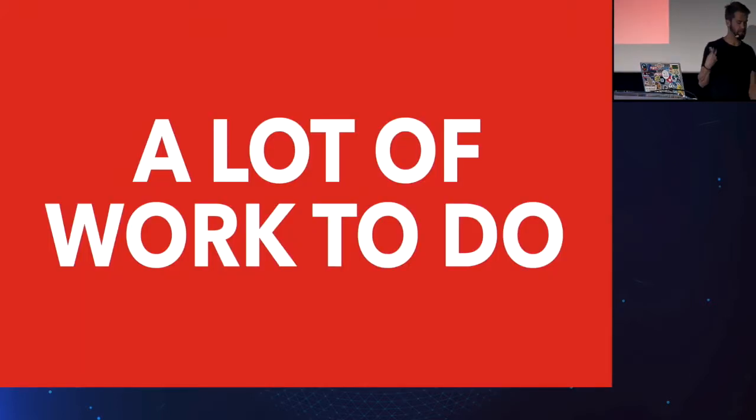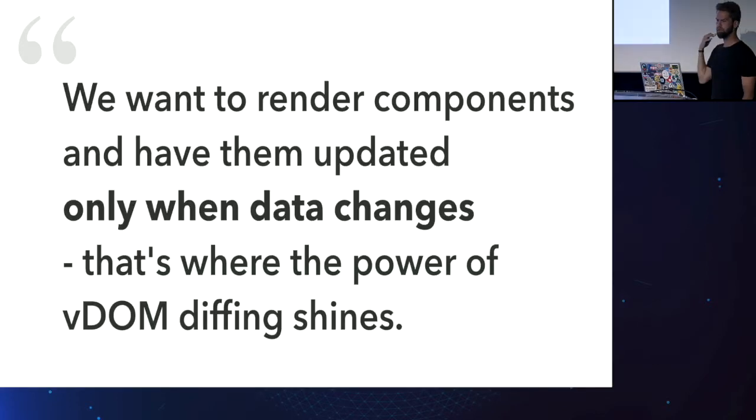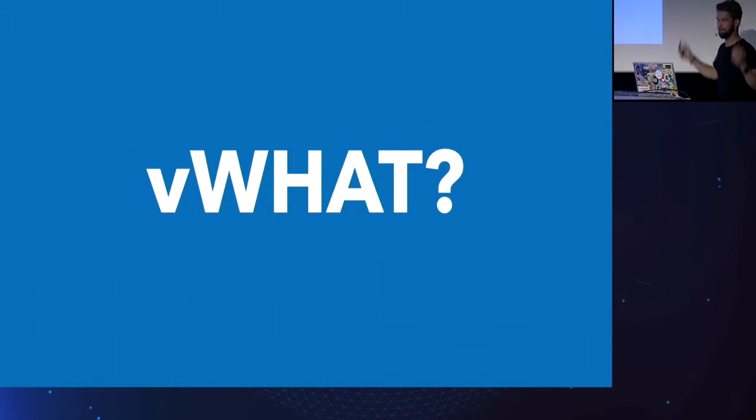So when we look at the Preact documentation, what you will find there is that Jason made the statement, we want to render components and have them updated only when data changes. That's where the power of vDOM diffing shines. And when I heard this for the first time, I'm again like, what? Oh my God. So the vDOM is basically a lightweight representation of a structure of a DOM tree. And this structure can be realized by recursively comparing it against the current actual DOM tree.